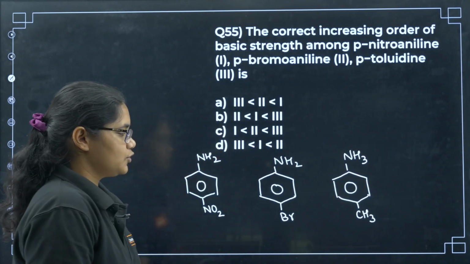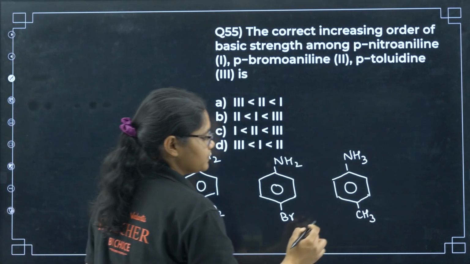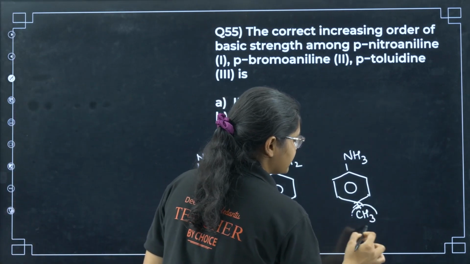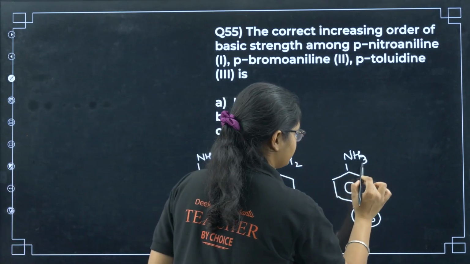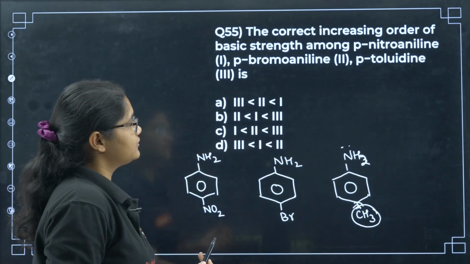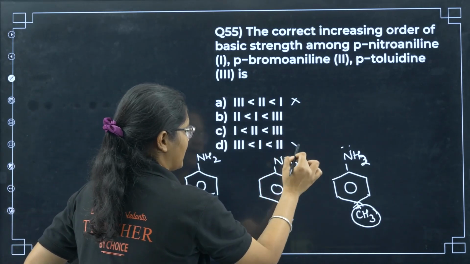Okay, so what we can do here, we need groups, right? Electron donating group. CH3 is an electron donating group, so it will increase the, sorry, this is NH2, it will increase the electron density, so the basicity will increase for the third one. So I have this one and this one.